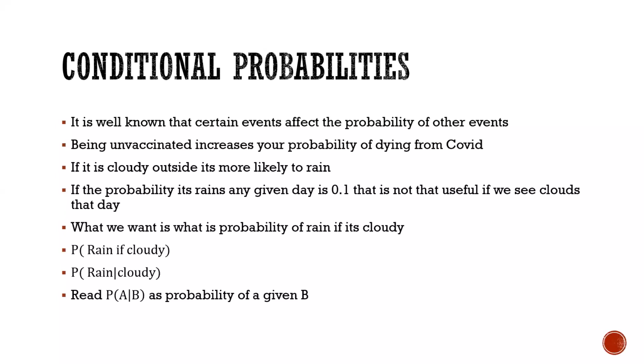So this right here is the probability of rain if it's cloudy. That is the probability of A given B. So if you're given that it's cloudy, what's the probability it's going to rain? Perhaps that's the same thing as this. Maybe it's different; we're going to figure that out. Do we understand what a conditional probability is?